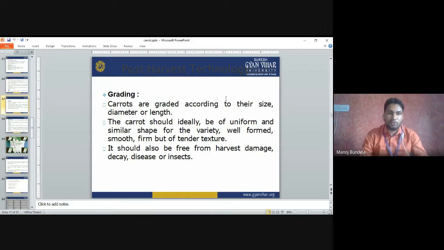Post harvest technology: grading. Carrots are graded according to size, diameter and length. The carrots should ideally be uniform and of similar shape for the variety. Well-formed, smooth, firm but tender texture we have to select. It should also be free from harvest damage, decay, disease and insects. Normally when we harvest carrots some damage occurs, so we select those free from damage, disease and insects.